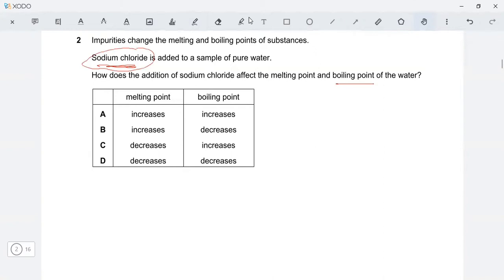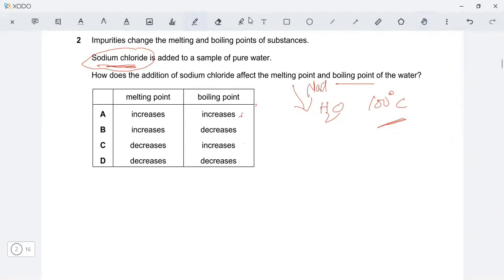So anyone can answer these questions. What would happen to the melting point and what would happen to the boiling point? Obviously boiling point will increase, because we know water's boiling point is 100 degrees Celsius. But here we have added a little salt, NaCl, so it might boil above 100 degrees. It can be 110 or 115. So we can write increases. Okay, so boiling point increases.